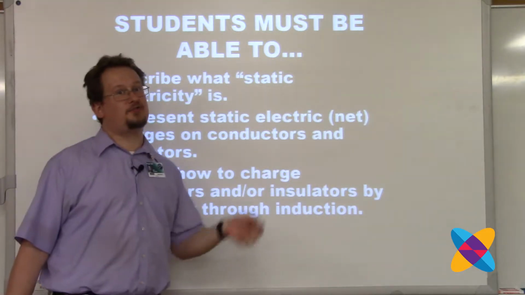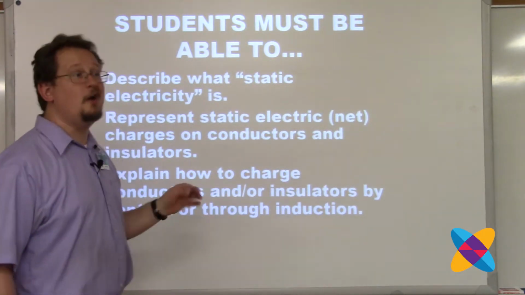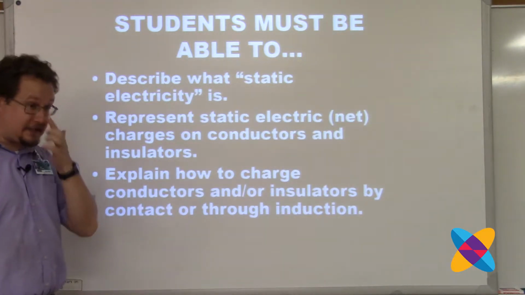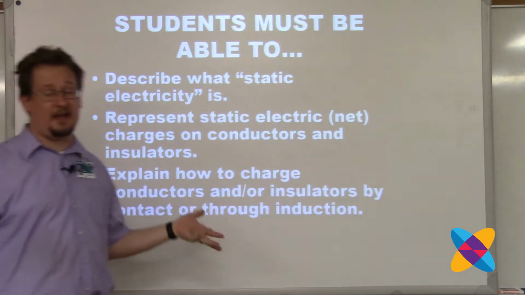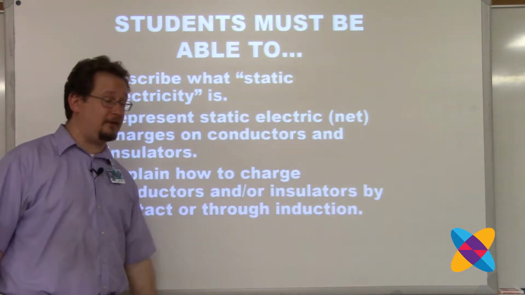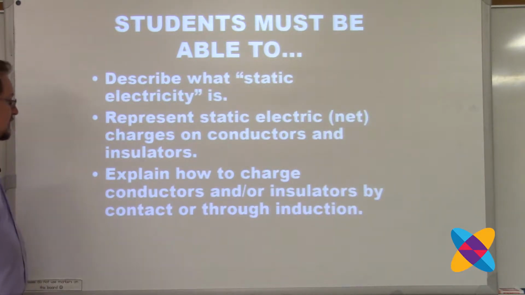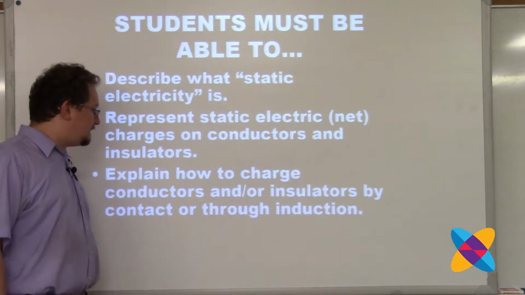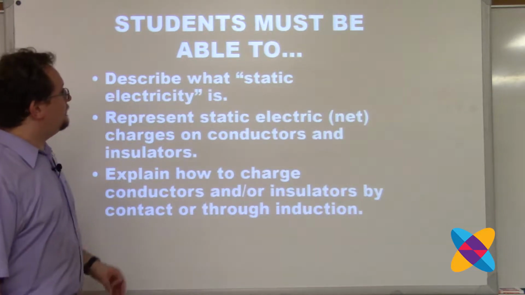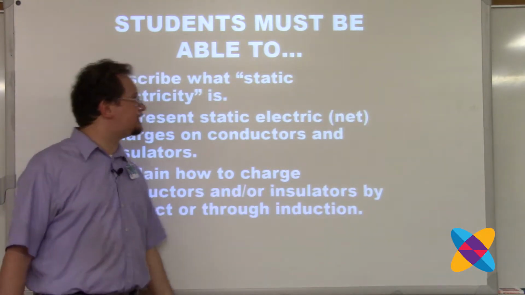That basically means drawing little pluses and minuses on diagrams that show where the charges are in balance, right? Remember, every object has a whole bunch of positives and negatives. But if there are more positives than negatives, we're going to draw little pluses. If there are more negatives than positives, we're going to draw some little minuses there. They need to explain how to charge conductors or insulators by contact or through induction. Students also need to understand the difference between what charges do on conductors and insulators, so that's going to be important.